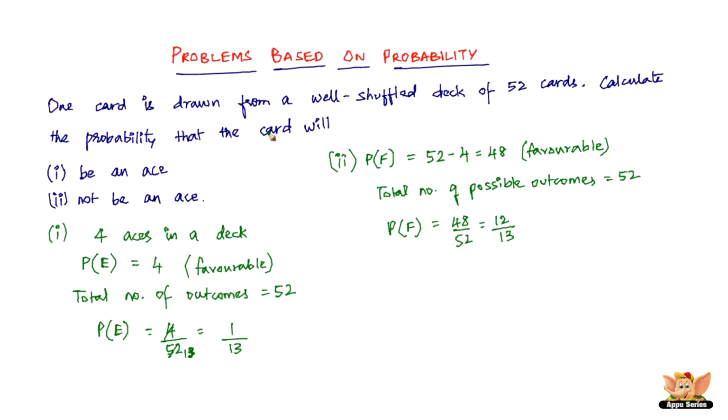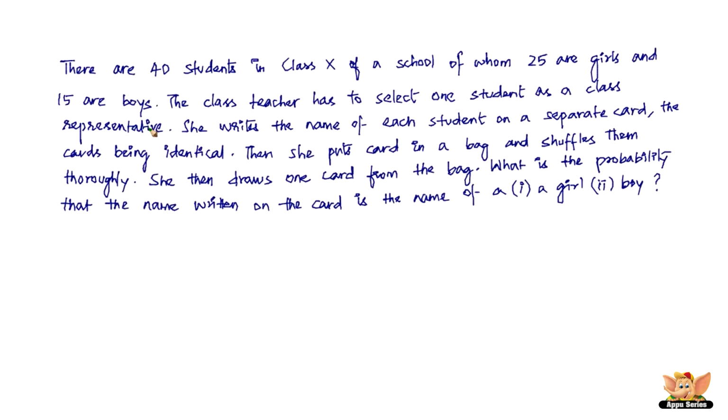Before we end this video, let's quickly solve another problem based on probability. Here we've got another problem which definitely looks really lengthy. Nothing to worry about, it should be a simple problem. It reads like this. There are 40 students in class 10 of a school, of whom 25 are girls and 15 are boys. The class teacher has to select one student as a class representative. She writes the name of each student on a separate card, the cards being identical. Then she puts the cards in a bag and shuffles them thoroughly. She then draws one card from the bag. What is the probability that the name written on the card is the name of a girl or the name of a boy?